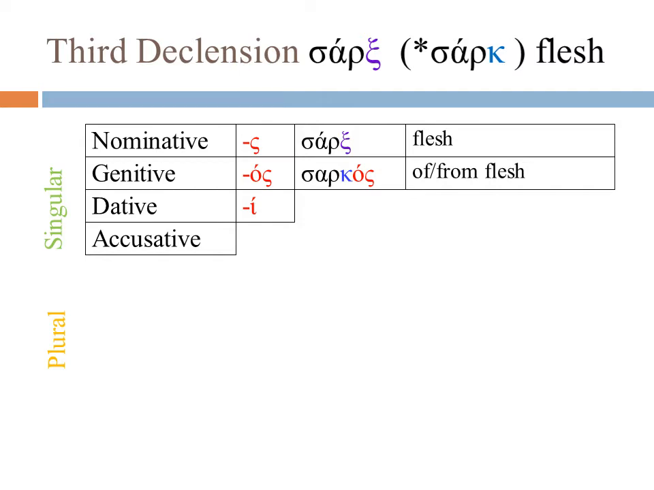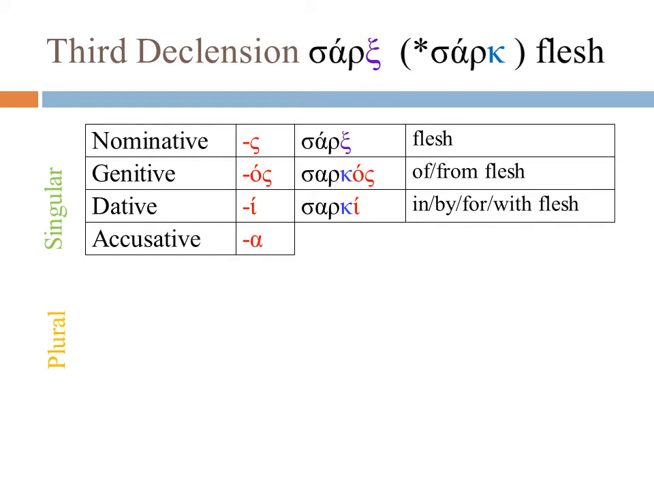Dative is an iota, as we expect, but remember the dative iota before was subscripted under a long vowel. But the ending in a third declension is a consonant. So we get sarki. There is no subscript because the iota doesn't subscript under a consonant. And that is in, by, for flesh, and this is the indirect object.